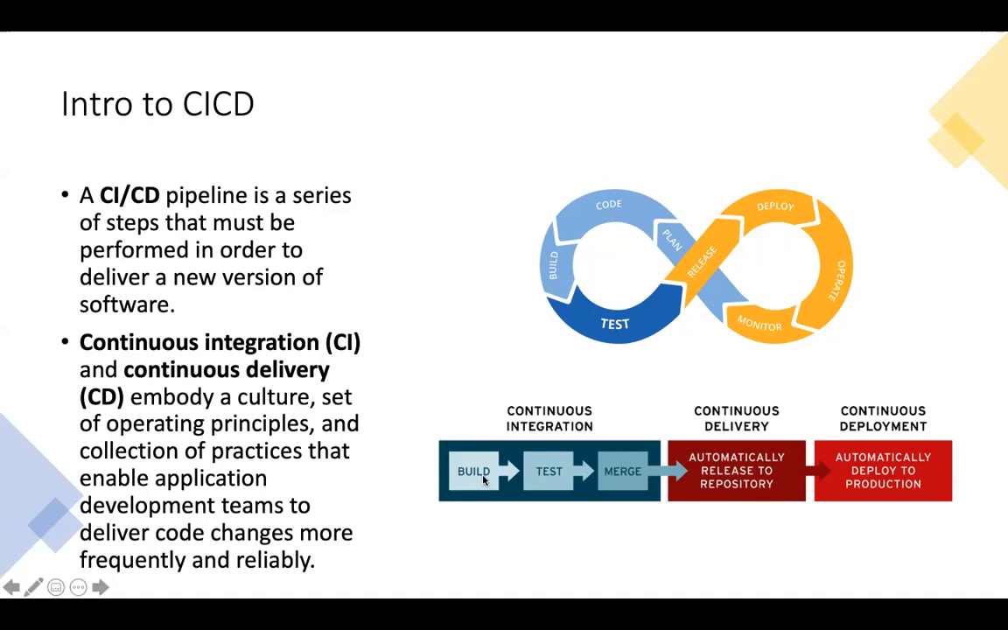In some organizations, they can have like 7 different stages. They may have build, they may have packaging. After that, they may have test in between. After that, they may have static code analysis, different kinds of tests in between. Then after that, they may have deploy to different kinds of stages.